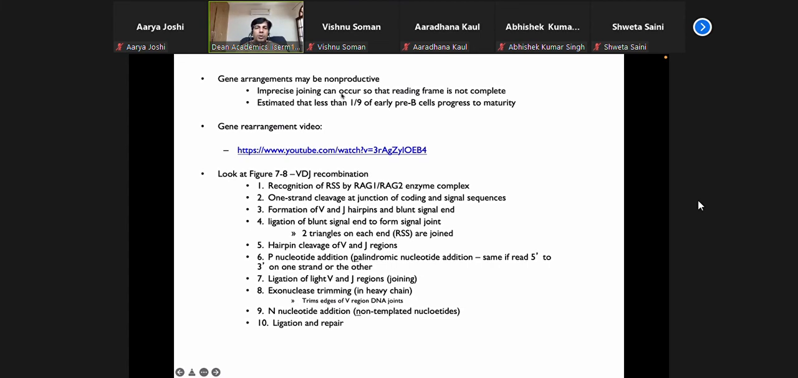So this imprecise joining can occur so that the reading frame is not complete. And if the reading frame is not complete, obviously the cell is not going to survive; it will die. It was estimated that out of 10 events, only 1 is likely to be successful. And obviously, once you rearrange this randomly, you generate autoreactive clones, and those cells also have to die.